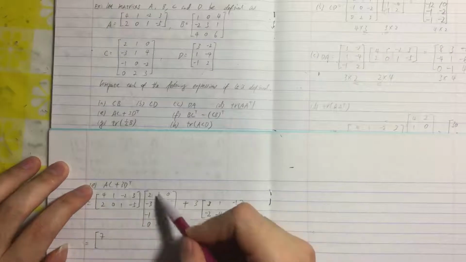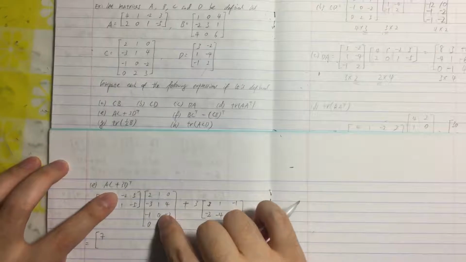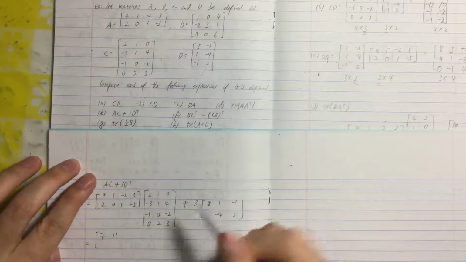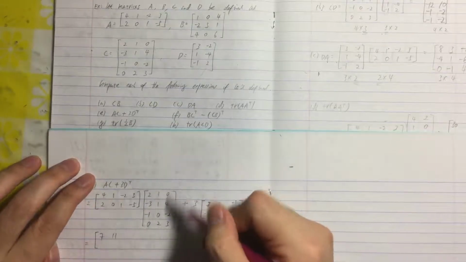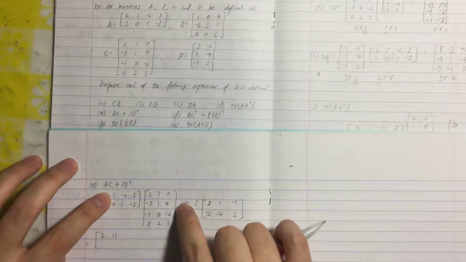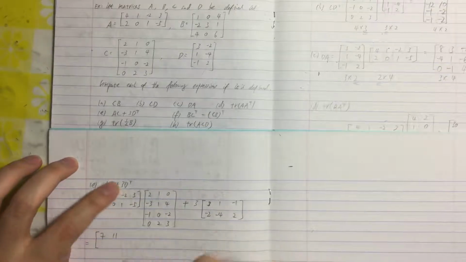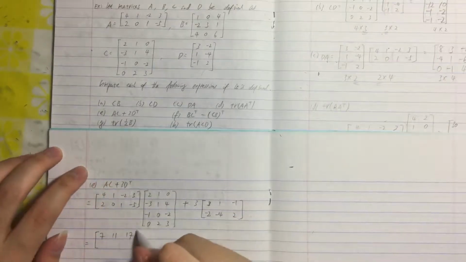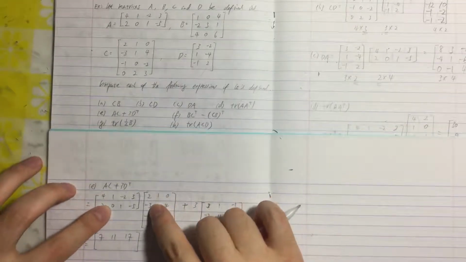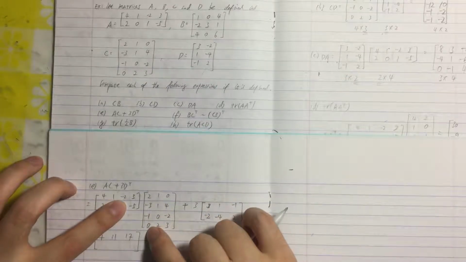Next, first row, second column. 4 plus 1 is 5. 5 plus 0 is 5. 5 plus 6 is 11. Next, row times column. 0. 0 plus 4 is 4. 4 plus 4 is 8. 8 plus 9 is 17. Next, row times column. 4 plus 0 is 4. 4 plus negative 1 is 3. 3 plus 0 is 3.